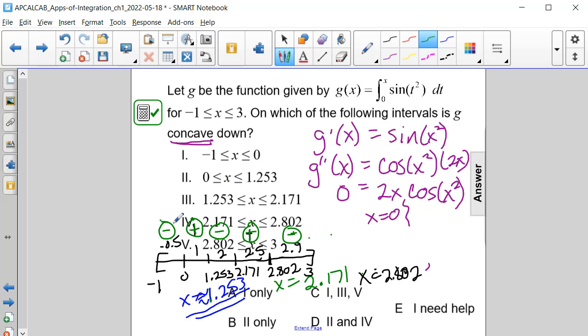Okay, so we have it concave down between -1 and 0. That one works. Again, between 1 and 253 thousandths and 2 and 171 thousandths. That's Roman numeral 3. And then we also have it again in this last one in between 2 and 802 thousandths and 3. So we're looking for an answer choice that's Roman numeral 1, 3, and 5. And I accidentally checked off the wrong one. It's down here, this one. So 1, 3, and 5 is answer choice C.